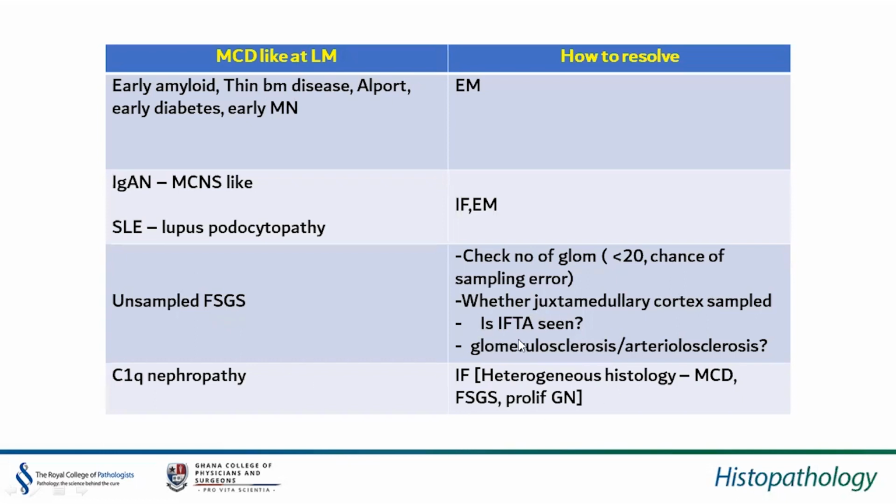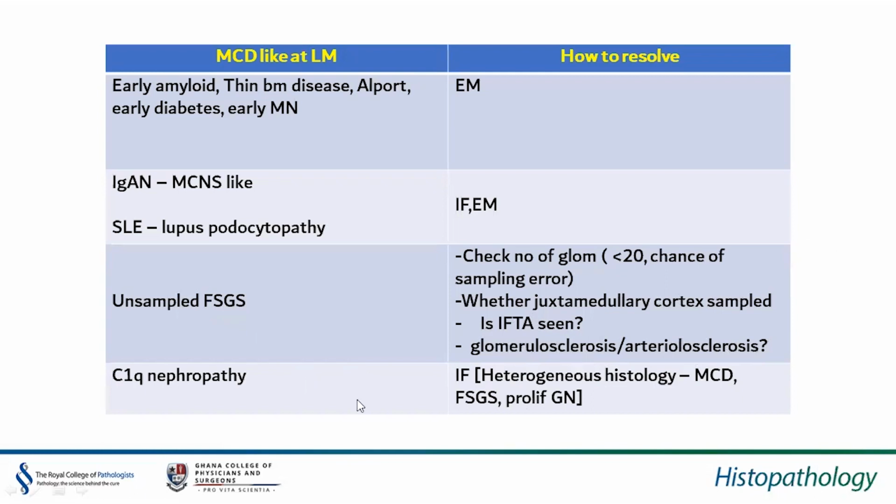If there is interstitial fibrosis and tubular atrophy, then you have to be on the alert because this is not a feature of minimal change. If you see this, you have to worry whether there is FSGS in some other area of the biopsy which has not been sampled. If glomerulosclerosis and arteriolosclerosis are present, this again is unusual for a minimal change lesion.